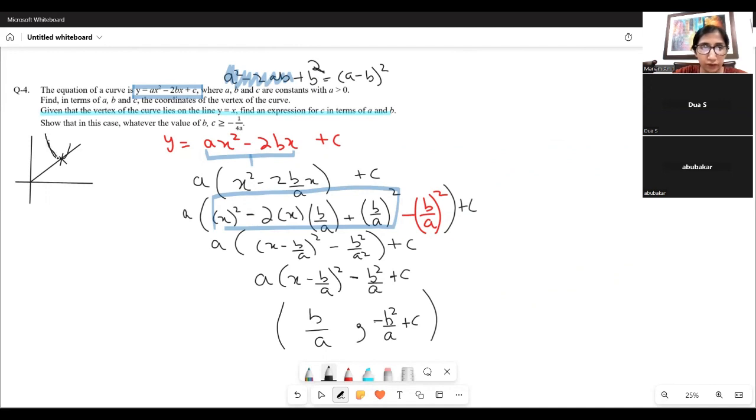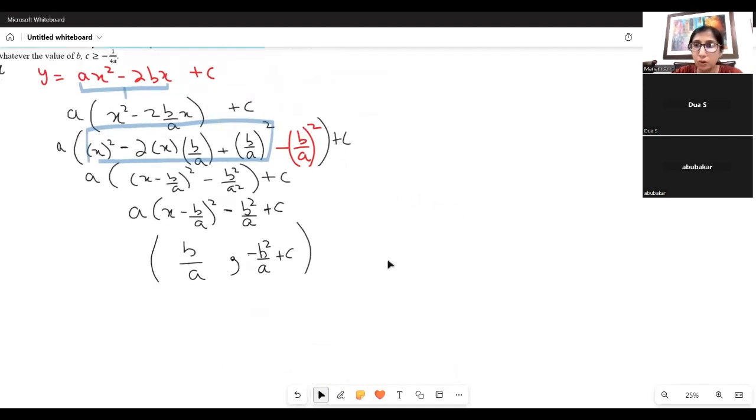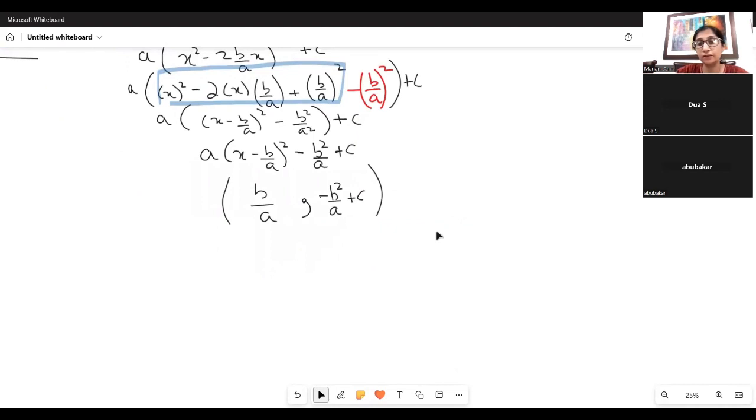So there is some point of intersection. Maybe there's 1 point of intersection, or maybe there are 2 points of intersection. We don't know that. Okay. Given that the vertex of the curve lies on the line y equals x, that means this vertex has the same value for the x coordinate and the y coordinate. Maybe 3, 3, the point we found in terms of A and B, maybe 5, 5. So what we know is that we can equate this to this, because this point is passing through the line y equals x. That means its y and x are equal. So we can equate that.